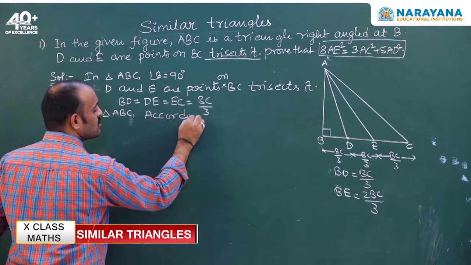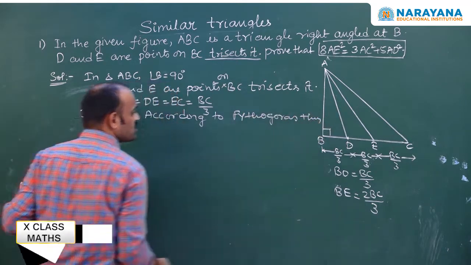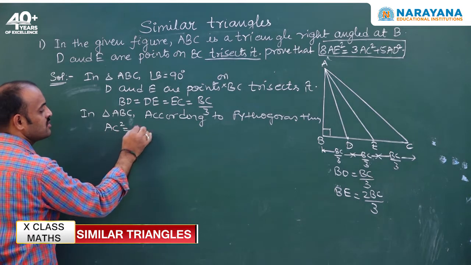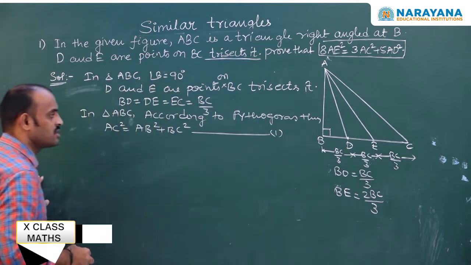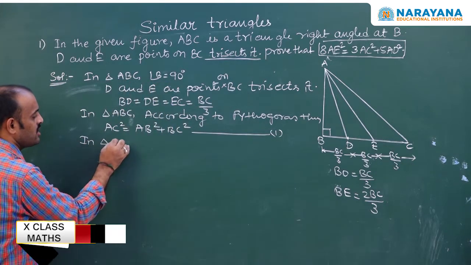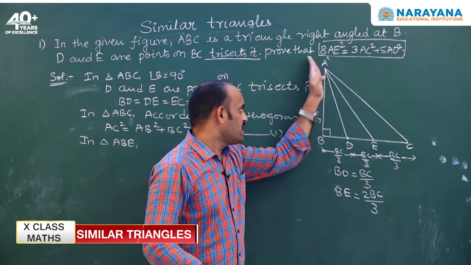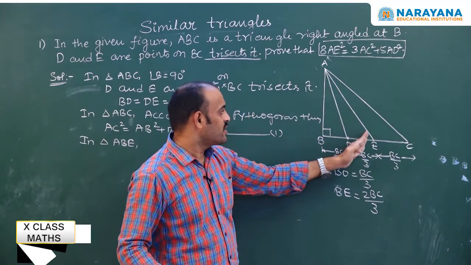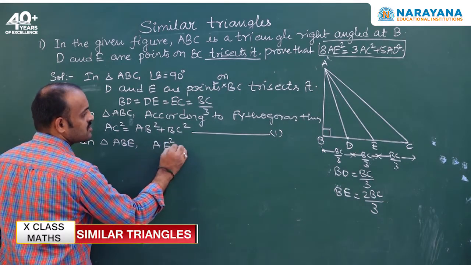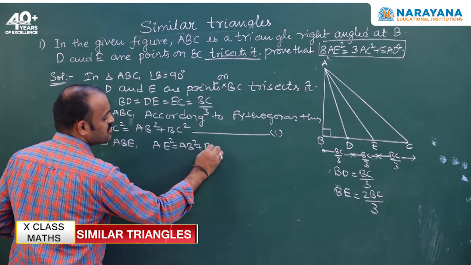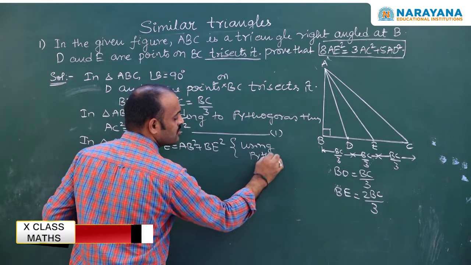According to Pythagoras theorem, AC square is equal to AB square plus BC square. Next, in triangle ABE, AE is the hypotenuse. Hypotenuse square is equal to side square plus side square. AE square is equal to AB square plus BE square. The reason you can write using Pythagoras theorem.